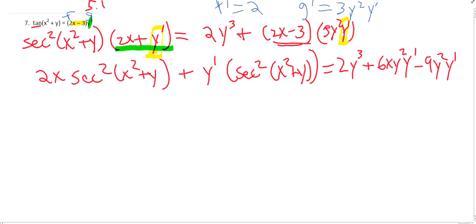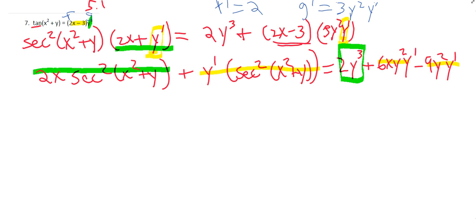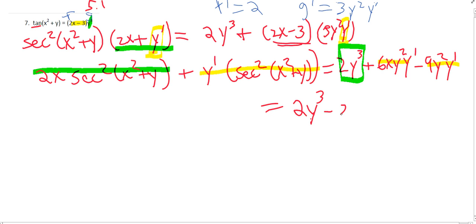So let's see if we can come up with a plan before we do that. So there's a y prime, there's a y prime there, and there's a y prime right there. So let's start this by moving this term over to the right, and we'll leave this term on the right. So doing that, we'll rewrite the right hand side first. We already have 2y cubed there. Now we have a minus 2x secant squared x squared plus y on the right.